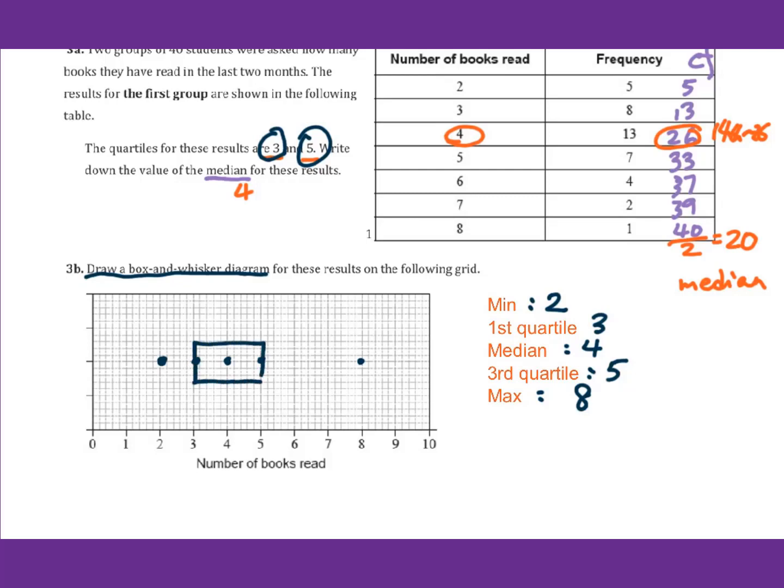I will draw a box from the first quartile and then the third quartile. Then connect this. That's it.